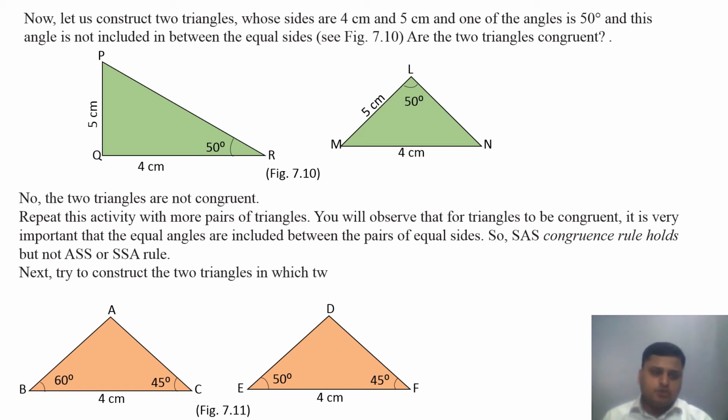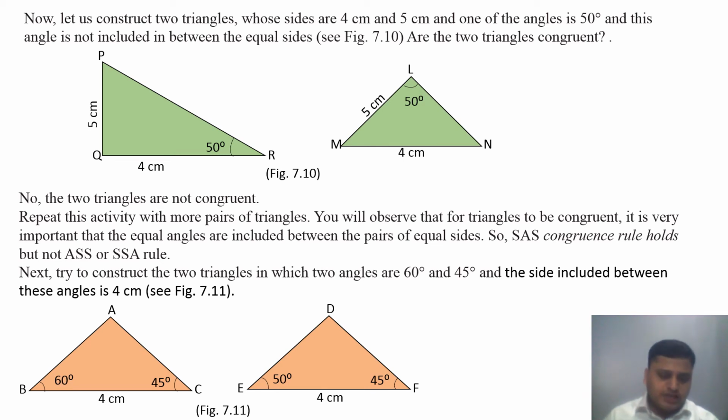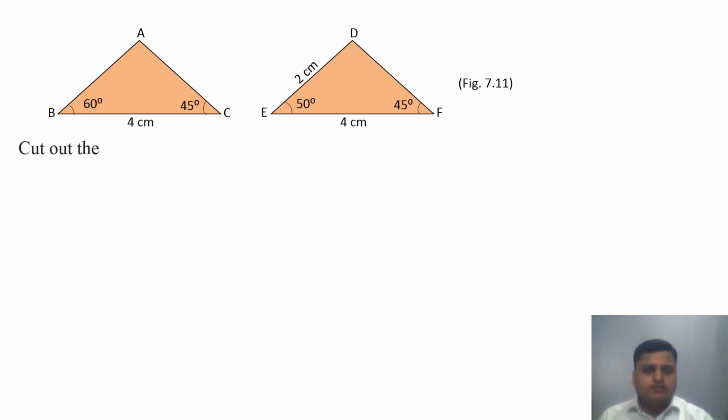Next, try to construct two triangles in which two angles are 60 degree and 45 degree. I have drawn two triangles. In those two triangles, one angle is 60 degree, another angle is 45 degree, and the side included between these angles is 4 centimeter. Same case we have taken.